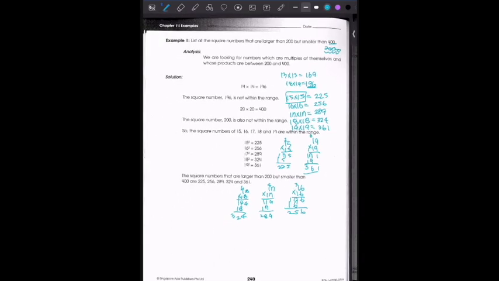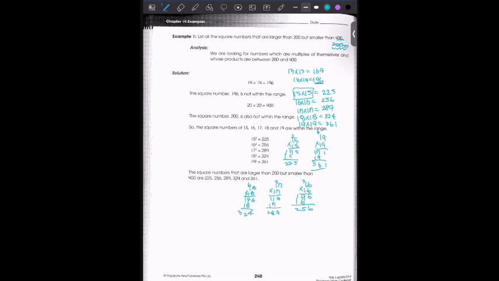And so we're going to have 5 square numbers in between the range of 200 to 400, and they are going to be 225, 256, 289, 324, and 361.